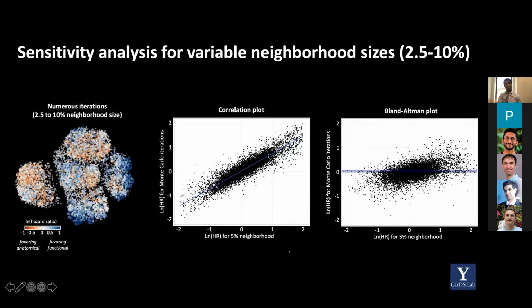To better understand that, we constructed a Monte Carlo simulation in which we allowed the neighborhood size to randomly vary between 2.5 and 10%, and compared it to our primary analysis of 5% neighborhood size. The log hazard of the neighborhood effect estimate was fairly consistent, with a very high degree of correlation and without any bias. Does that help our discussion?